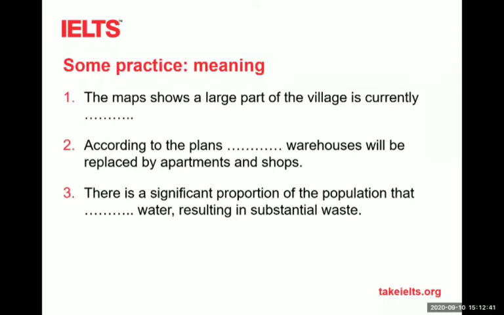Let's take a look at the answers. So what did you put for number 1? The map shows a large part of the village is currently, okay, used, in use, misused, good, okay. What about number 2? According to the plans, blank warehouses. What kind of warehouses? Unused, Vanessa says. Misused, okay.